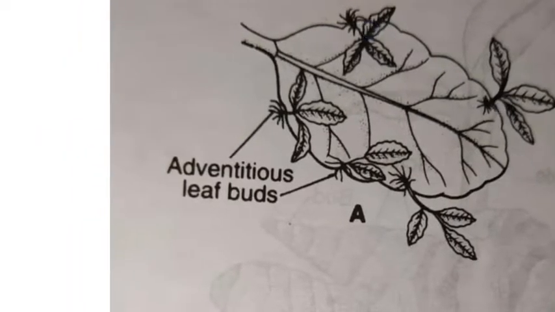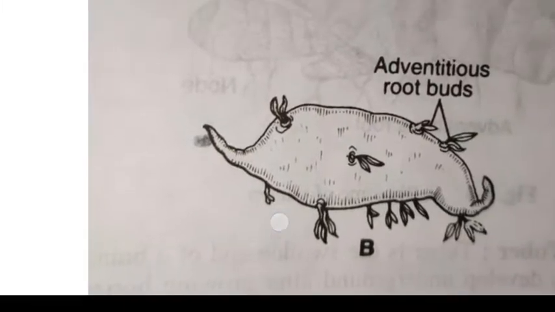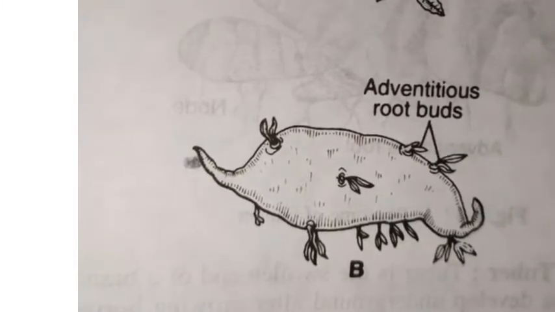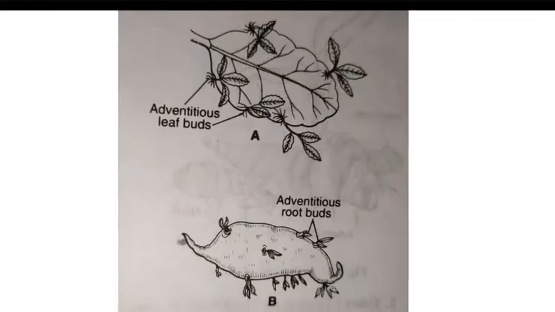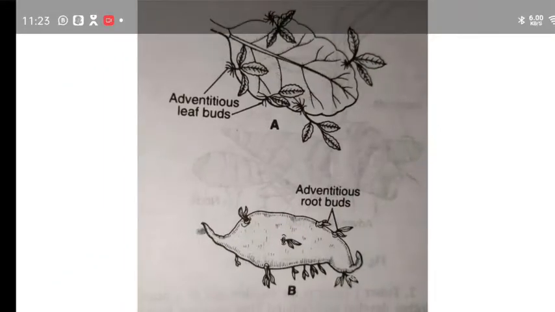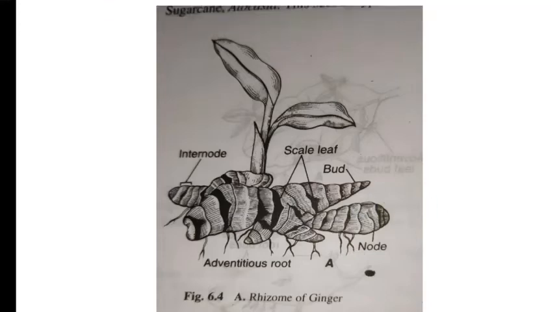So many buds have originated in the case of Bryophyllum, and in the case of the root called sweet potato, buds also originate. In these cases the bud will function to form a branch, or it will be responsible for reproduction. In this way we see that the bud is present in the leaf. Now, we will have to study the modification of stem.